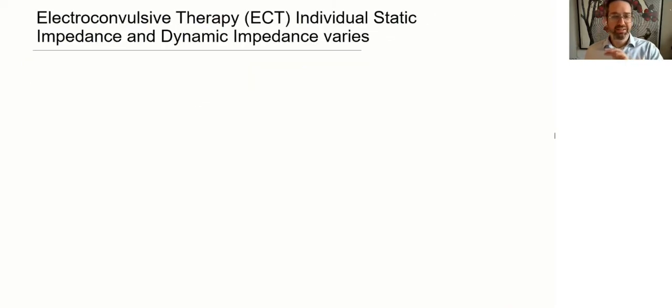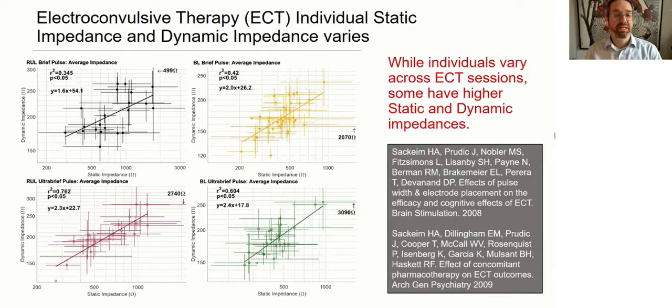But before that, we did take a little bit of a step back. We did some retrospective analysis of data from different ECT trials. This is just one of them. Here, ECT is being applied either in the RUL montage or the BL, bilateral montage. Brief pulses, or what are called ultra-brief pulses, are being applied. Each one of these dots represents a patient who got ECT, and that patient received multiple sessions, which is why you see a bit of variance there.